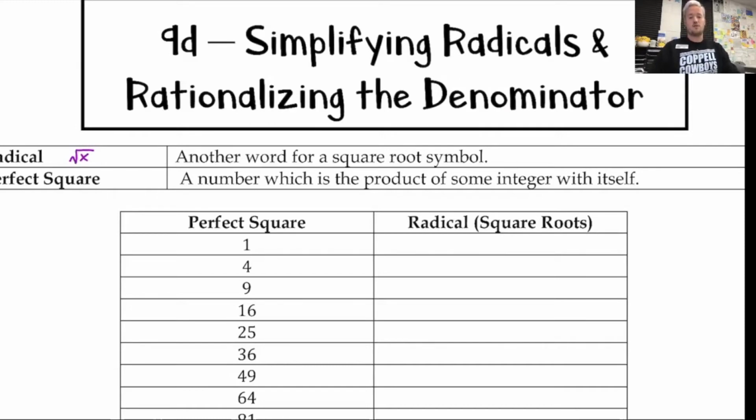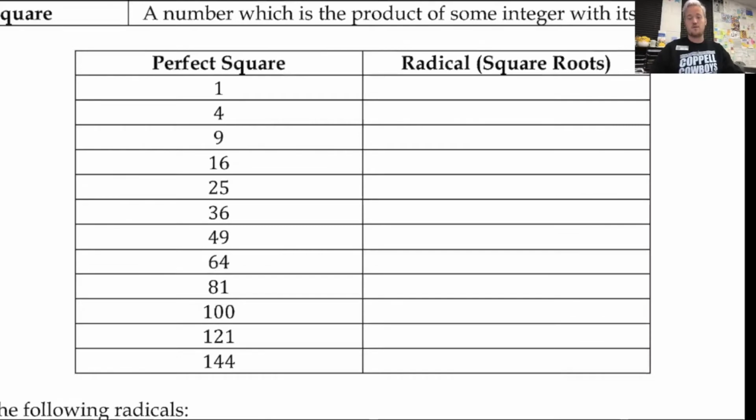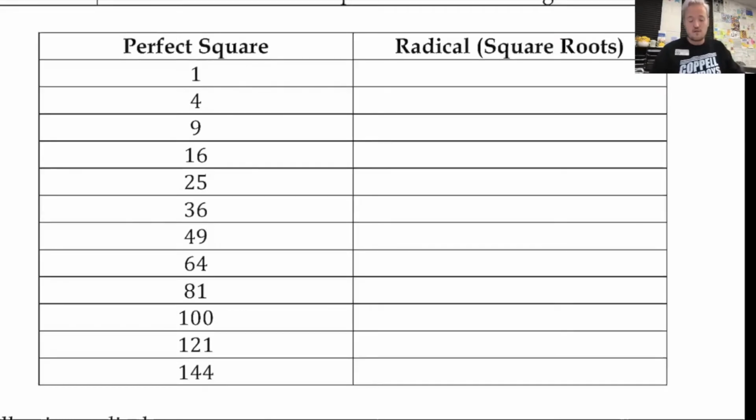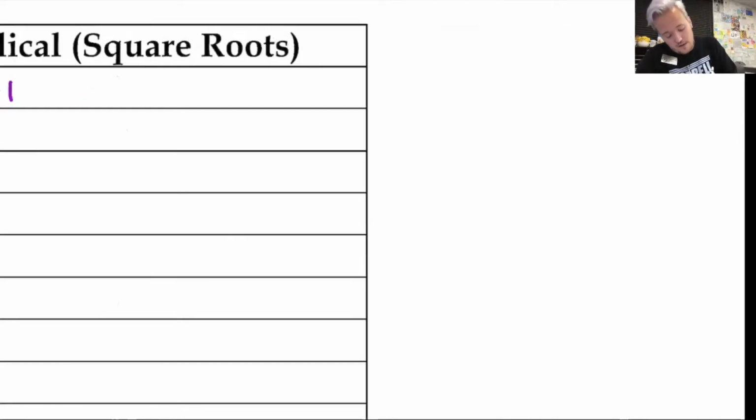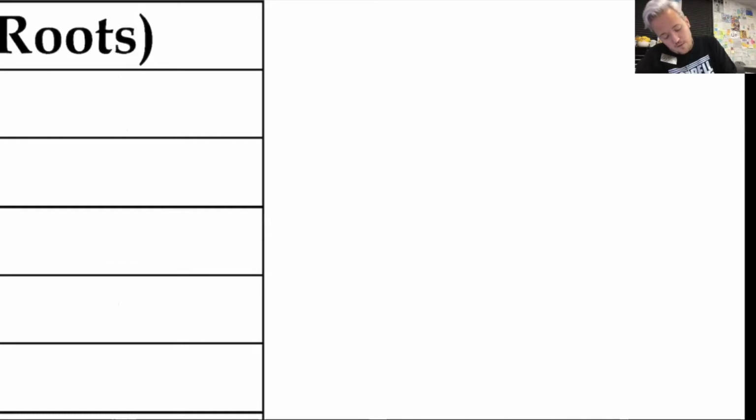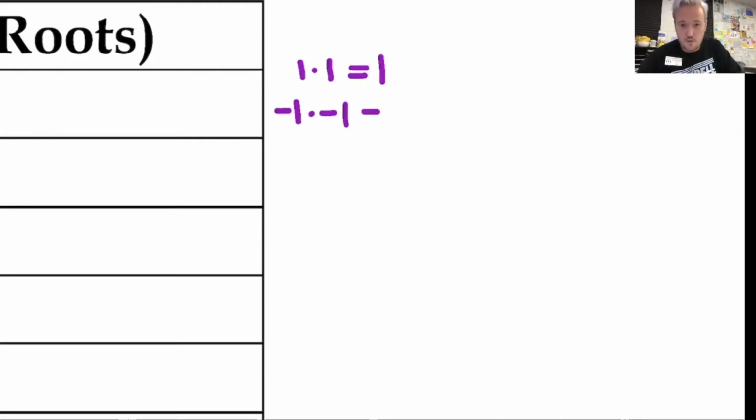Just to start off, we're going to start with these perfect square values, and we want to take the square roots of each of these. All right, so if I take the square root of 1, you actually get 1. So here's the thing. I'm actually going to come over here to the side. 1 times 1 gives you 1. But also keep in mind, -1 times -1 also gives you 1.